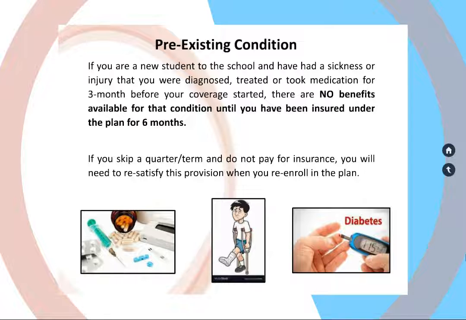If you are a new student to the school and have a sickness or injury that you were diagnosed, have been treated for, or have been taking medication for within the last 3 months before your coverage started, this is considered to be a pre-existing condition, and the plan does not cover the cost of treatment during the first 6 months of your coverage. After 6 months, providing that your coverage remains continuous, the plan in most cases will start to cover the cost of treatment as long as the condition is a covered sickness or injury under the policy.